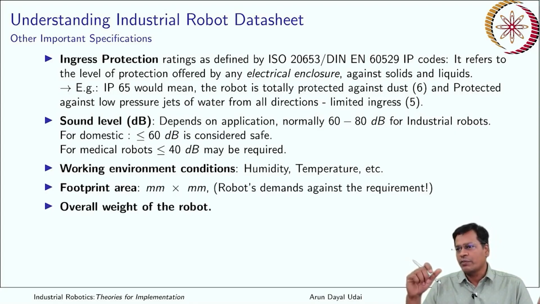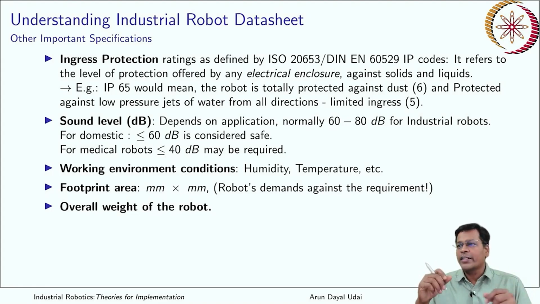Footprint area, that is very, very important. Millimeter by millimeter, normally it is mentioned. So that is the bare minimum space where you can mount your robot. It is the footprint. It's the robot's demand against the requirement. So if you require this robot, if it is of 1000 kg payload, I am going to be of this much size, and you have to give me at least this much space so that I can fit in. Okay.